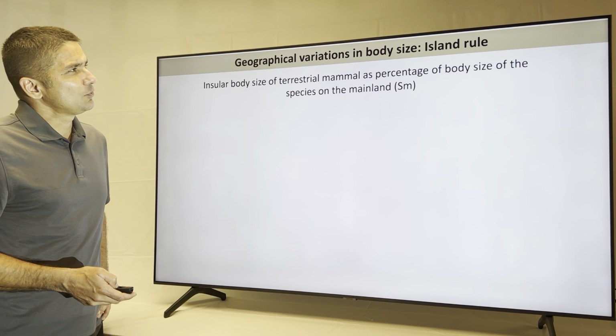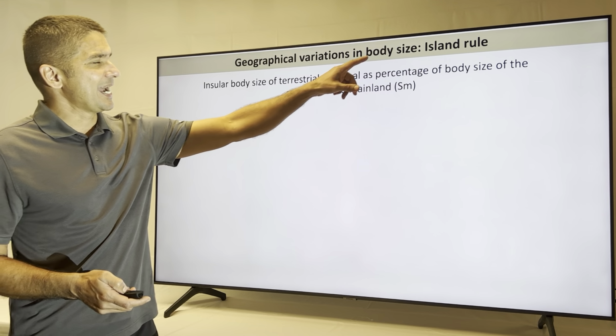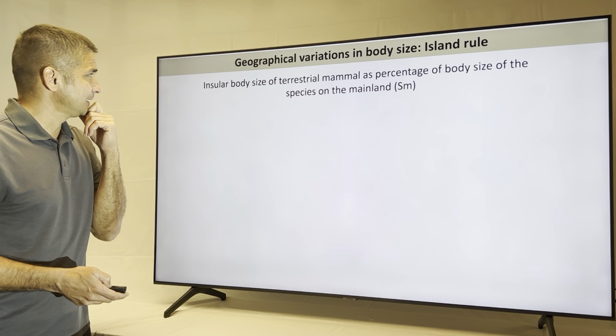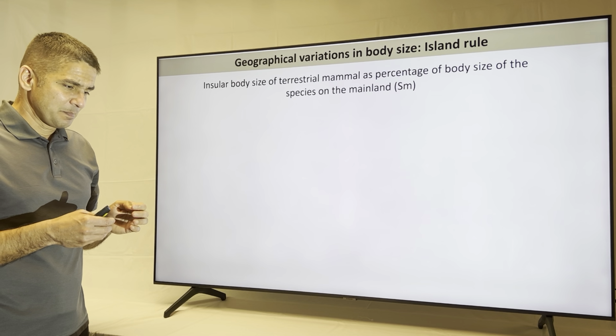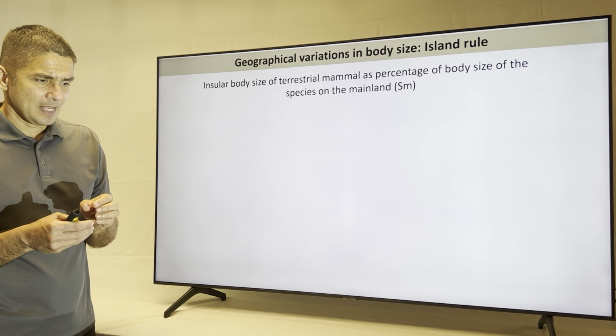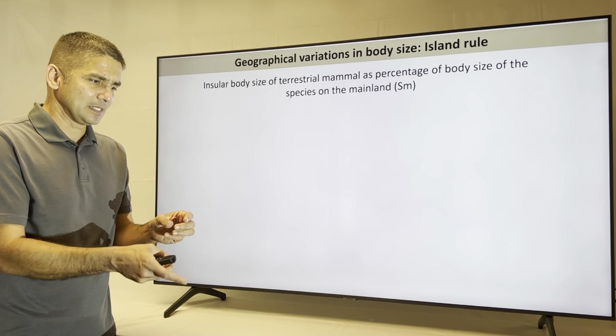Another pattern that you will find in body size is what is called the island rule. The island rule is very interesting, and basically what it suggests is that species that get to islands being big will become small, and species that get to islands being small will become big.